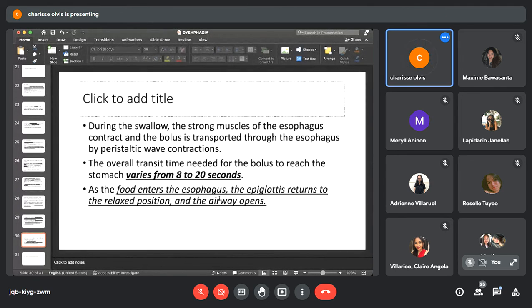Okay. So, as the food enters the esophagus, the epiglottis returns to the relaxed position and then the airway opens. Because remember, from pharynx to larynx, the larynx is closed. So the airway is closed. So as I said earlier, the pharyngeal phase should be very brief so that our larynx opens again and then the respiratory process would continue.